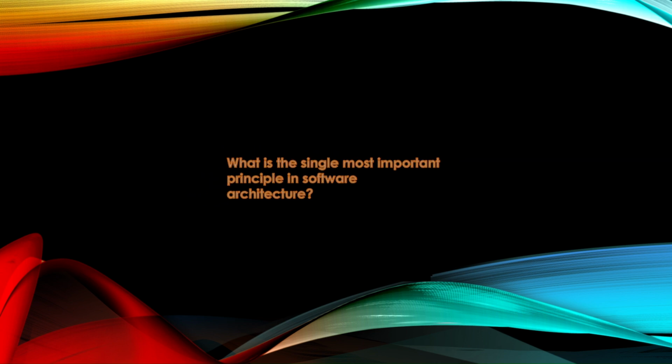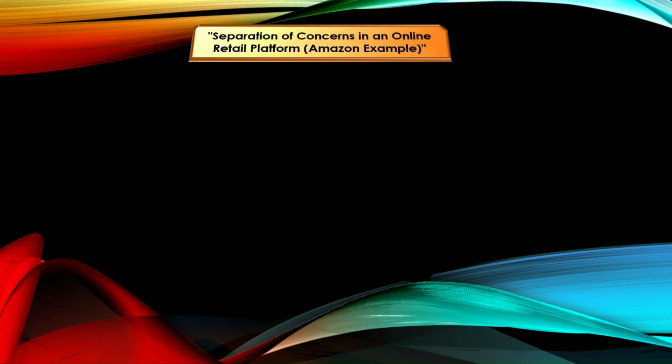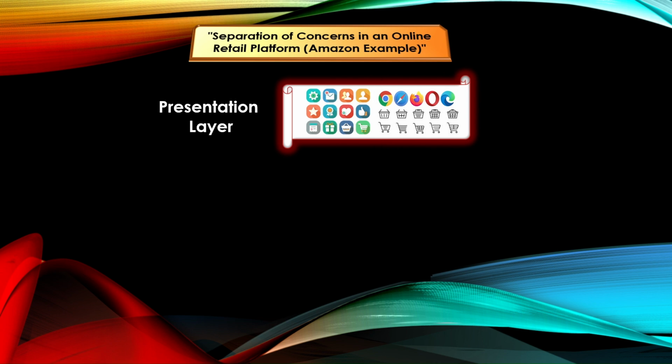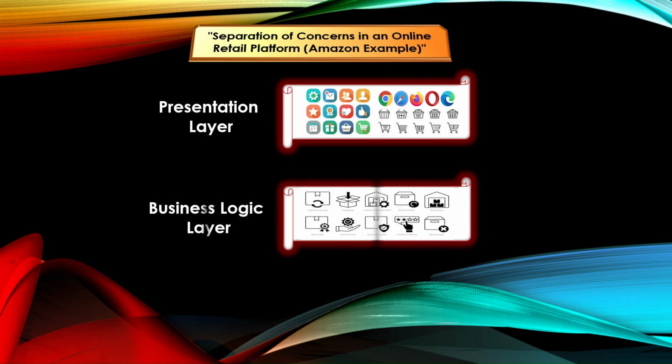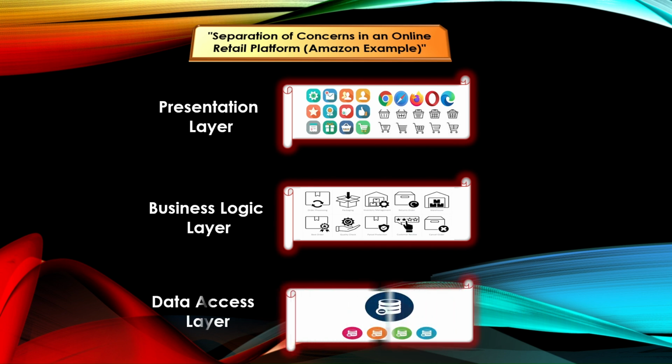We will discuss this with an example of separation of concerns in an online retail platform, Amazon. At the top, the presentation layer is responsible for displaying products, handling search queries, and managing the shopping carts. Next, the business logic layer processes orders, calculates discounts, and handles inventory management. At the bottom, the data access layer interacts with databases that store product details and customer information.